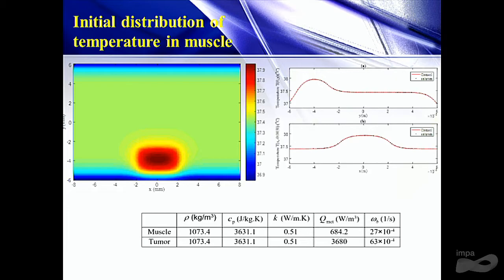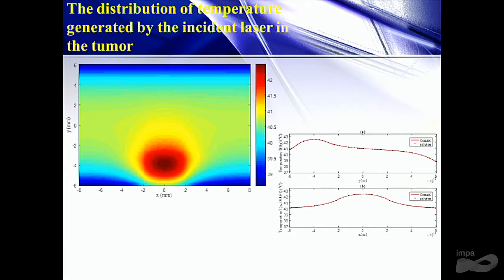Here we can see the initial temperature distribution in the tumor region and in the muscle region. Indeed, in the tumor region, because of higher metabolism, the temperature is 1 degree higher than in other parts. Here we can see the temperature distribution after 40-second irradiation of the laser, indeed after hyperthermia.